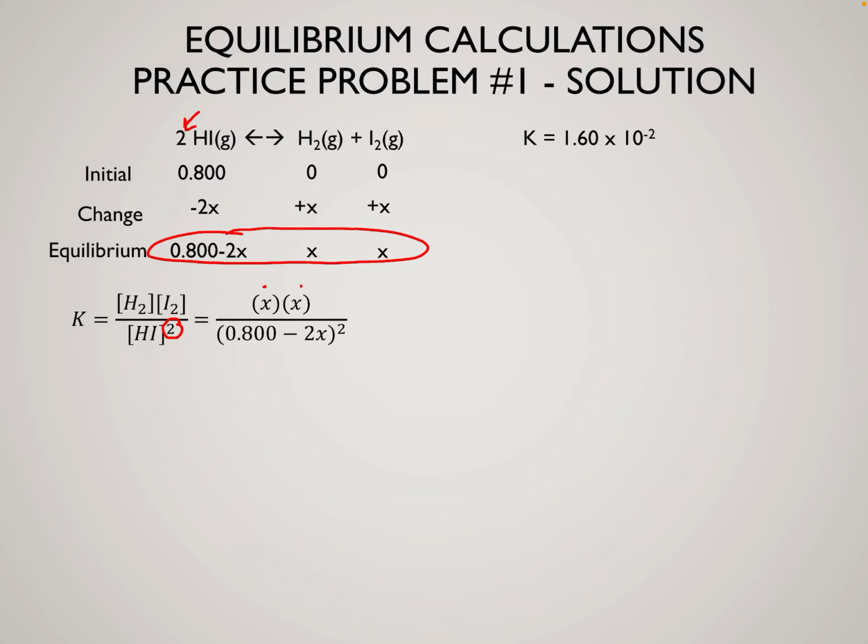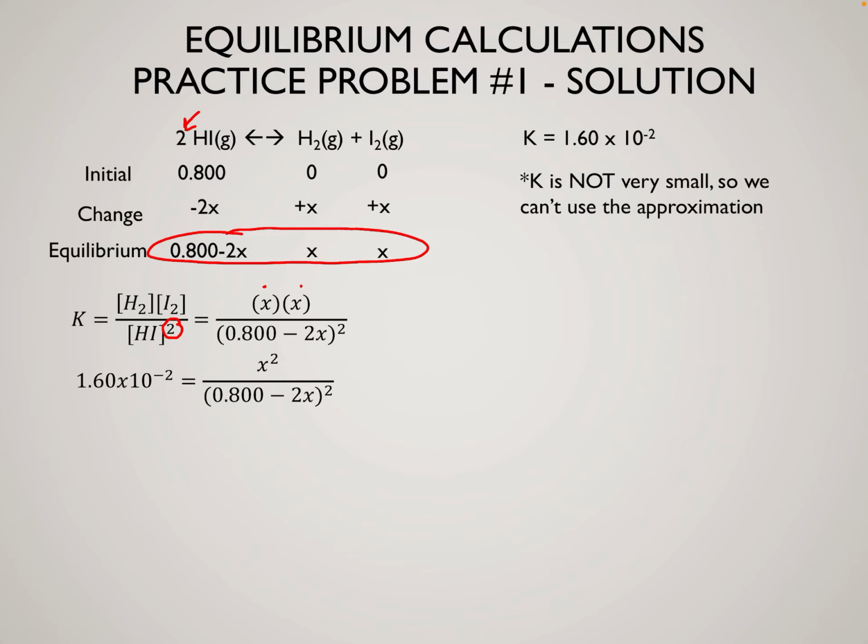All right, so once we've got that, we can actually combine those x terms. Okay, and so once we do that, instead of writing x times x, if we write it as x squared, this should show you how we're going to solve this problem. Again, we can't use the approximation because k is not very, very small. It's kind of small, but it's not very, very small, so we can't use it.